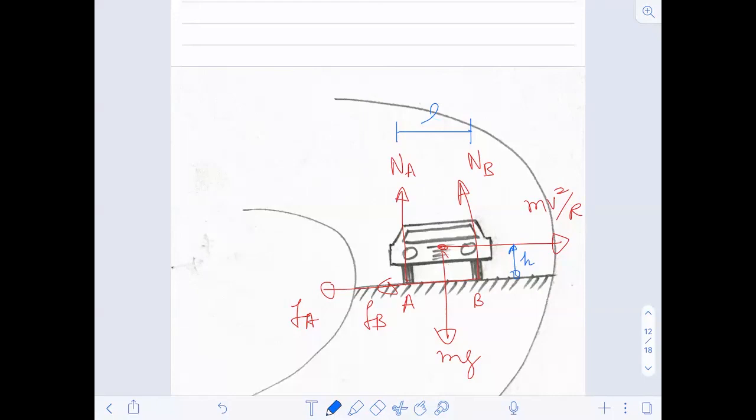Now I have drawn the FBD in front of you. I have written the normal reactions at point A and point B, the mv square by r centripetal force acting outward, then the mg component downward, then two frictional forces acting towards the center, and these friction forces will be only responsible for the turn and circular motion.